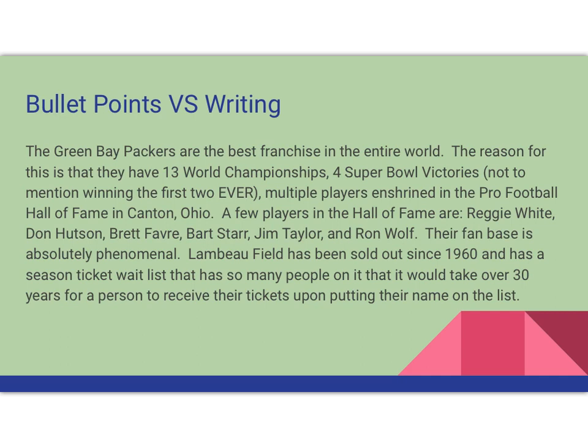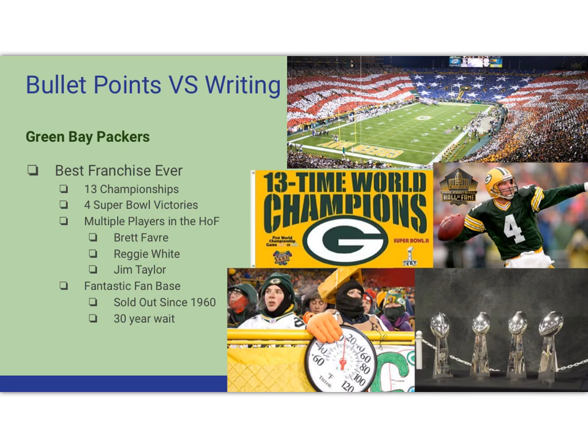Okay, their fan base is absolutely phenomenal, right? Lambeau Field has been sold out since 1960 and has a season ticket wait list so long that it would take 30 years for a person to receive their tickets upon putting their name on the list. So that means I can put my name on the list now, and 30 years from now, when I'm 61 years old, I can finally be a season ticket holder. Right? Or it looks something like this, right?